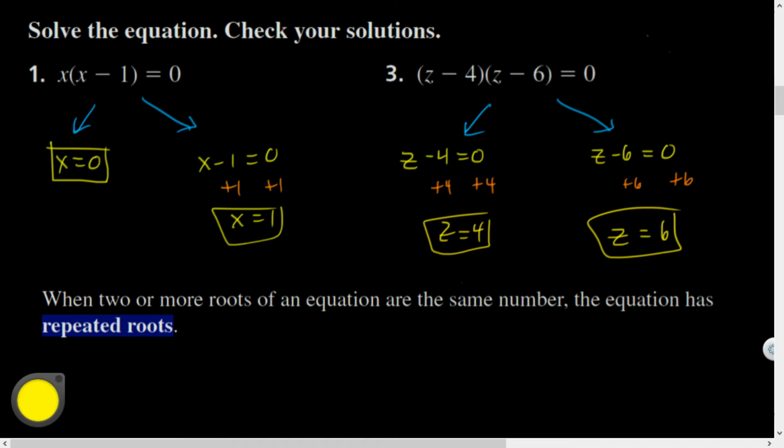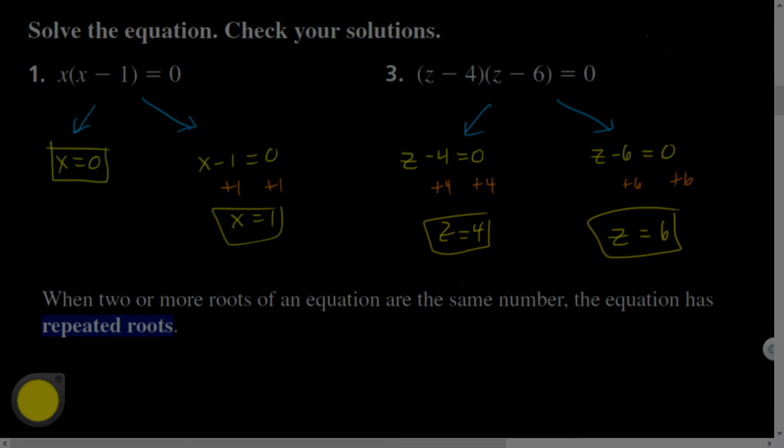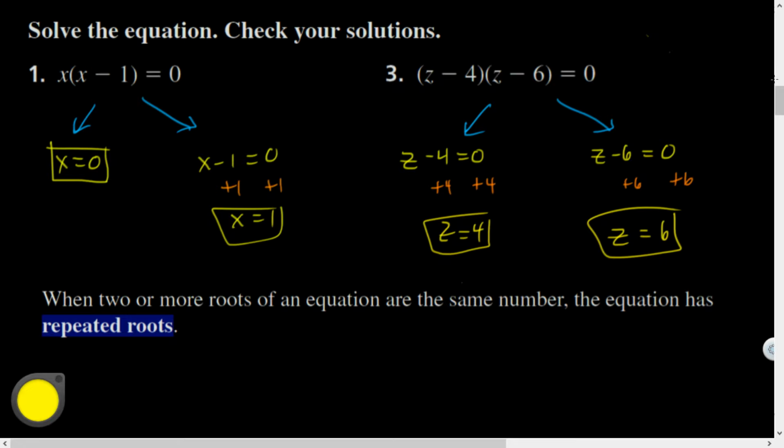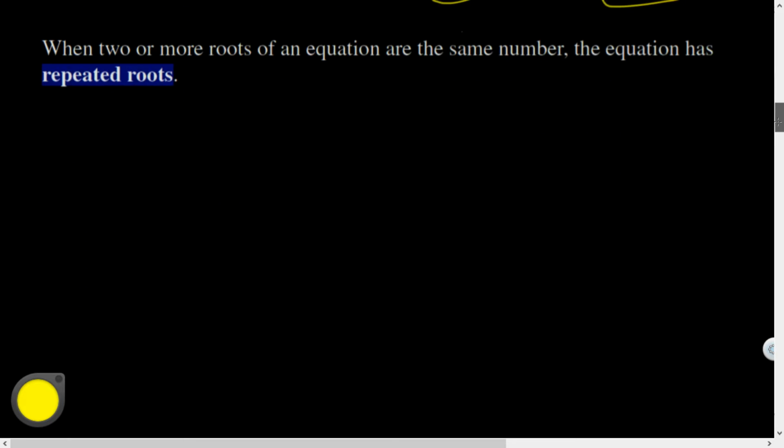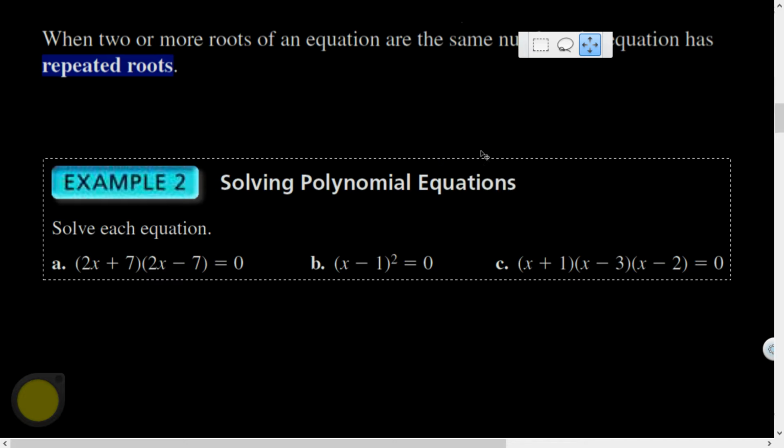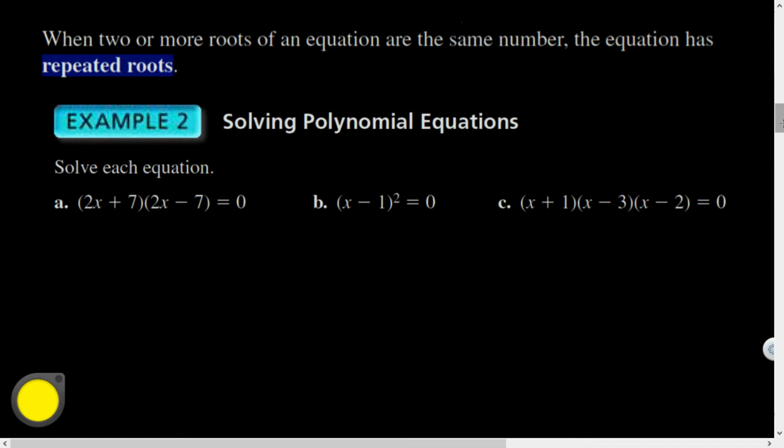So let's see. Let's take a look at example 2. Example 2. It's going to have repeated roots. So, here we go. Break it up. I'm going to break this up into 2 cases. And this one, I'll break up into 2. Actually, I'll write this again. So let's see. So either 2x plus 7 equals 0 or 2x minus 7 equals 0.